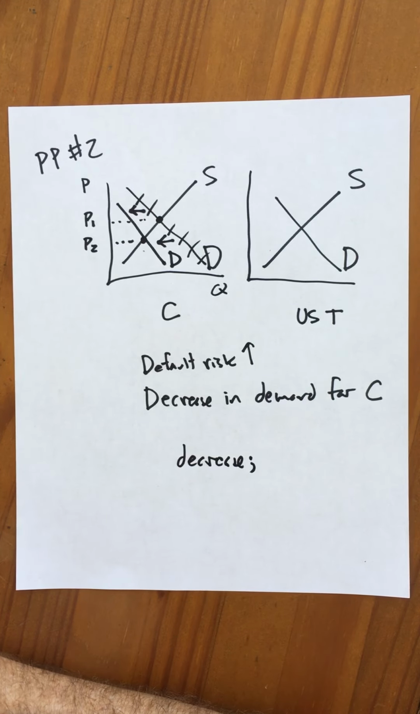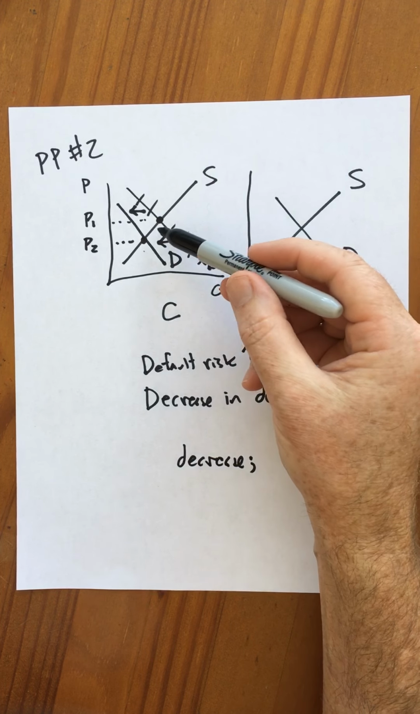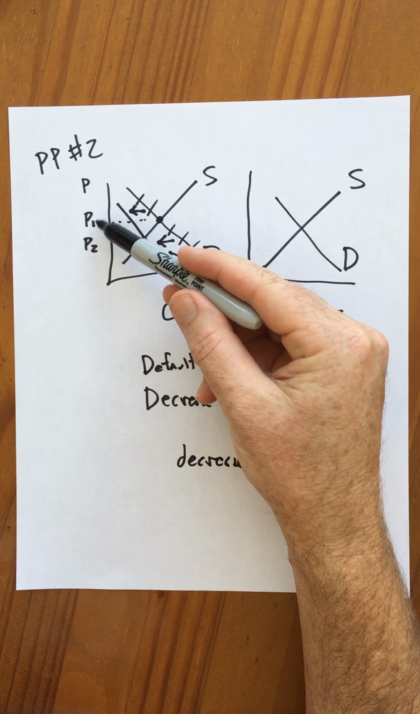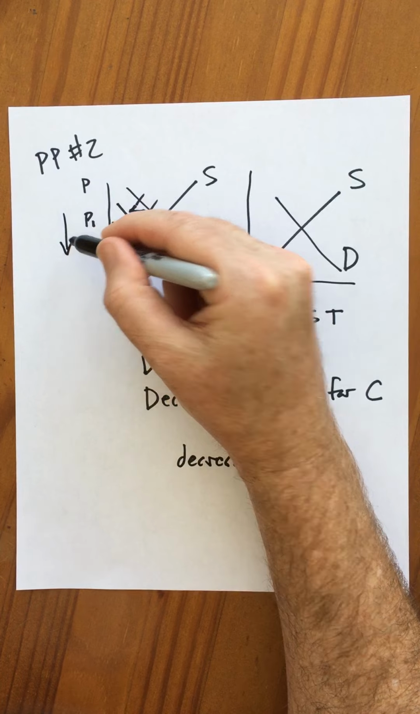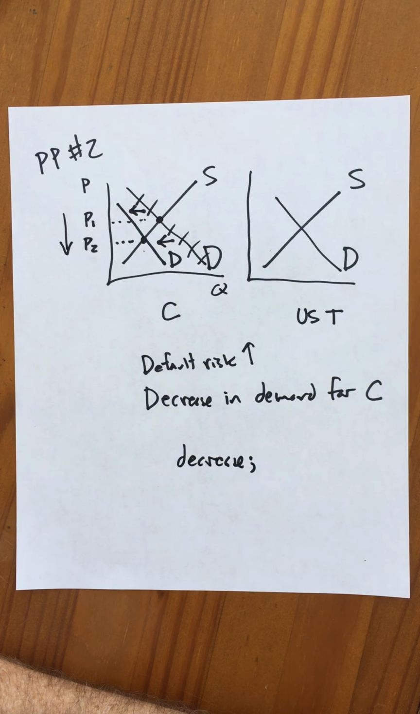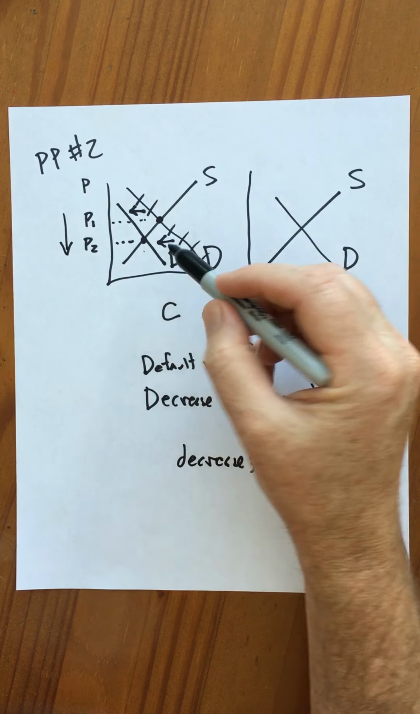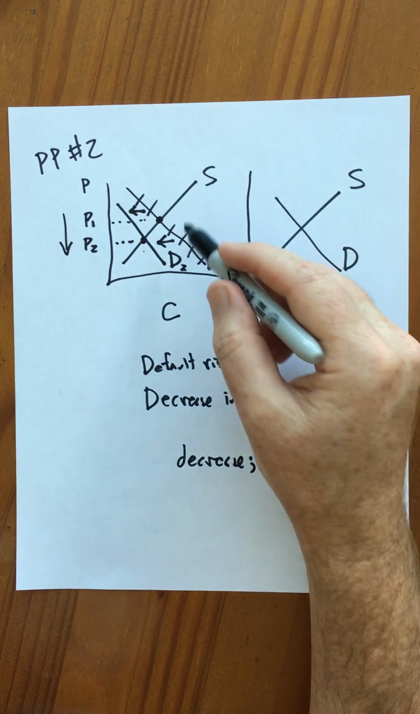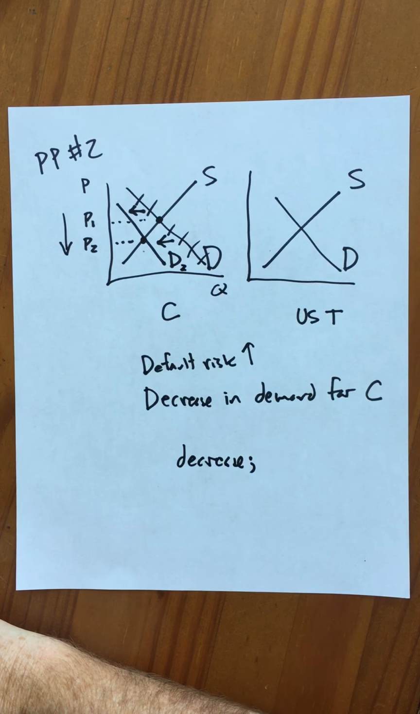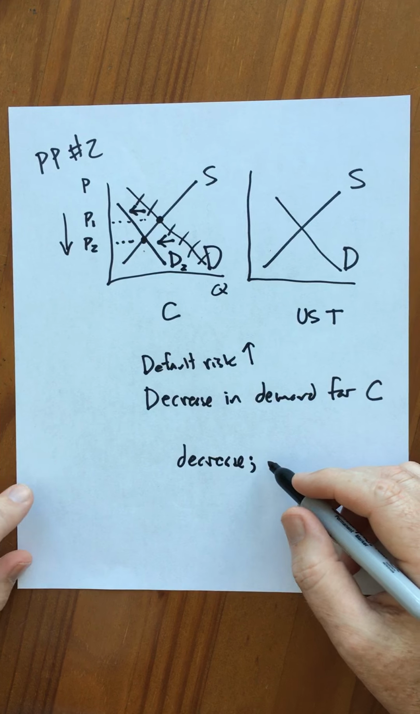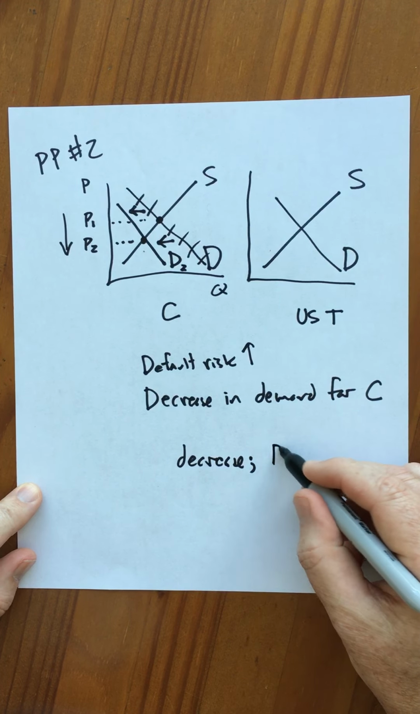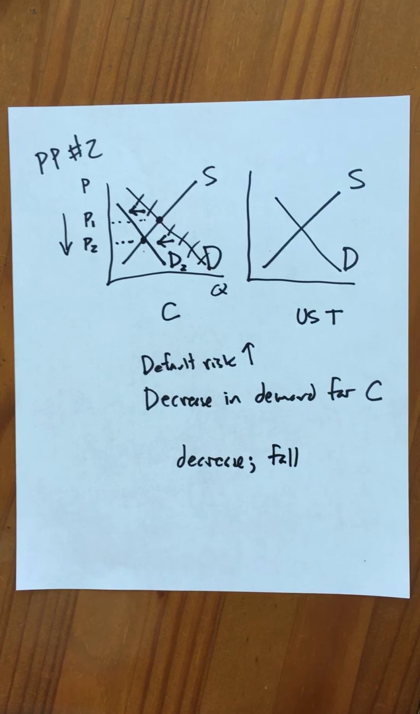And the equilibrium price of the corporate bonds will, so in this case I just noticed that if I go from P1 to P2, that's going to be a decrease in the equilibrium price, where this new demand curve, D2, now intersects that original supply curve S. Okay, so I say the equilibrium price will fall or decrease, something like that.